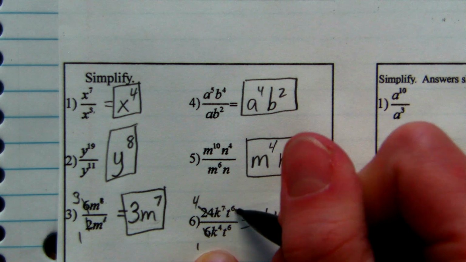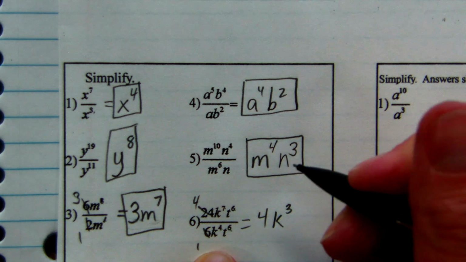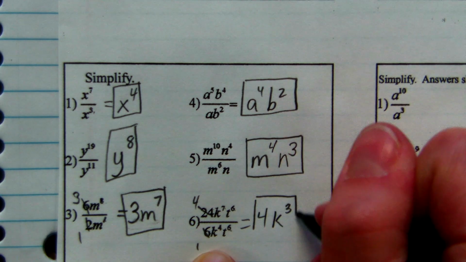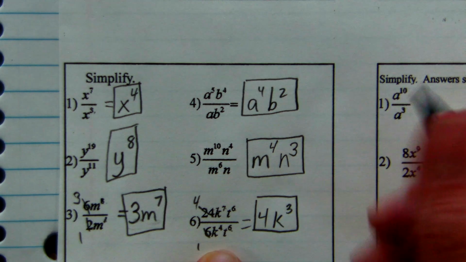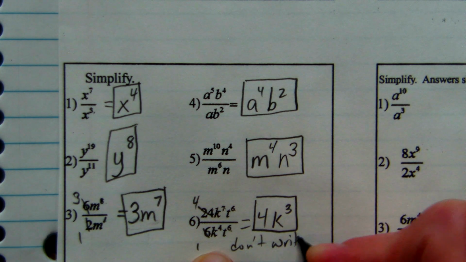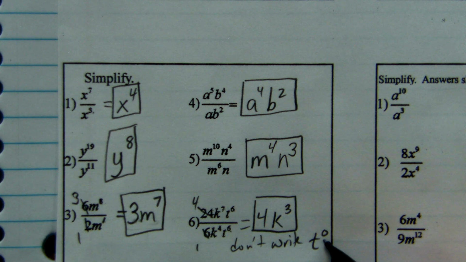And what happens if I have 6 minus 6? 0. And then the t goes all the way. So that means it just goes away. It's done. Not going to show up. So you might put a note there, don't write t to the 0, because anything to the 0 power is just 1. I have that on a poster in the back of my room. Any non-zero number to the 0 power is 1.